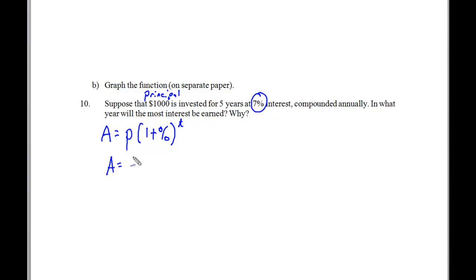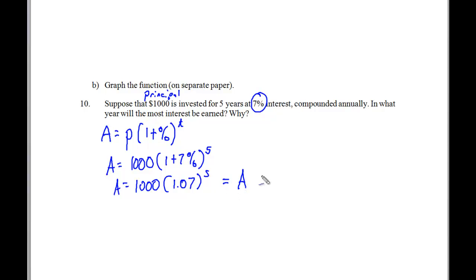So this is going to be A equals 1,000 times 1 plus 7% raised to the t, which is 5. Now 1 plus 7% is 1.07 because percentages are written as decimals. So A is equal to 1,000 times 1.07. And what I'm going to do is now multiply on my calculator 1,000 times 1.07 raised to the 5th power, and this will give me an answer of our total amount: $1,402.55.